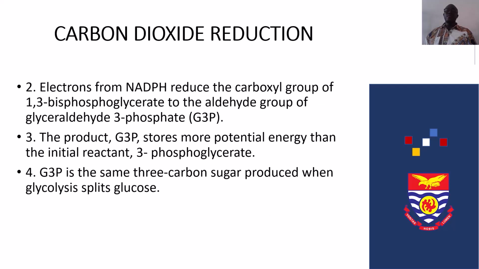2. Electrons from NADPH reduce the carboxyl group of 1,3-bisphosphoglycerate to the aldehyde group of glyceraldehyde 3-phosphate. The product, glyceraldehyde 3-phosphate, stores more potential energy than the initial reactant, 3-phosphoglycerate. Glyceraldehyde 3-phosphate is the same 3-carbon sugar produced when glycolysis splits glucose.